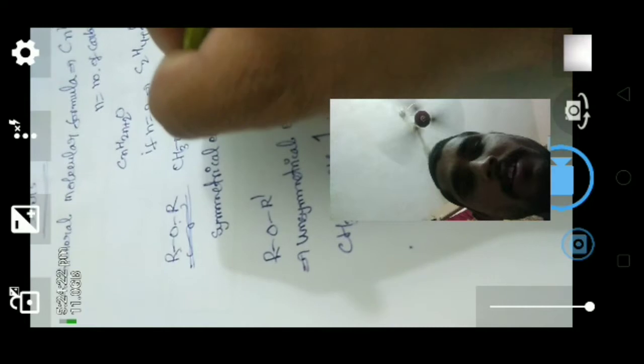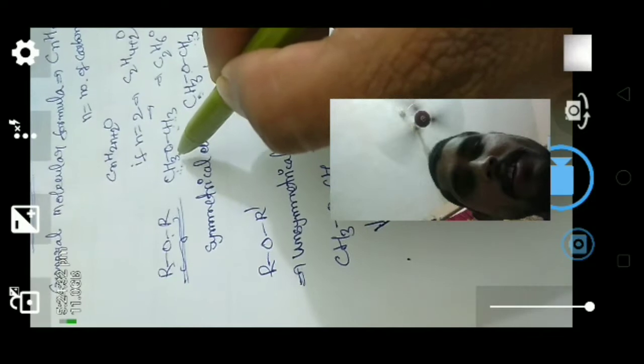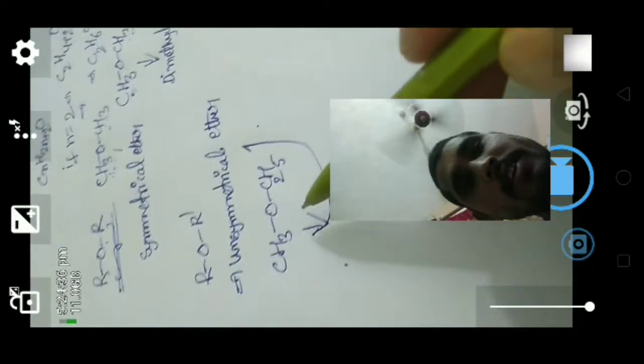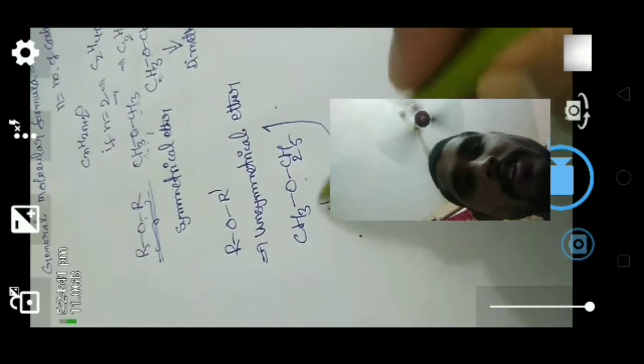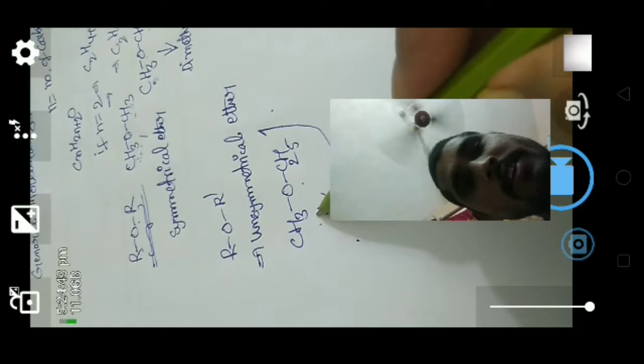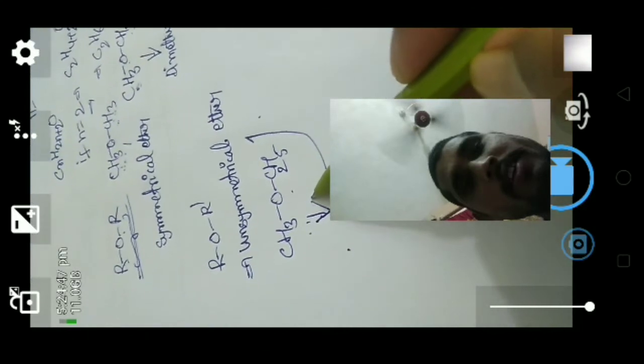Here in CH3OCH3, the same methyl group is there. Besides the oxygen atom, both groups are the same. That is why this ether is called a symmetric ether. In the other one, besides the oxygen, two different groups are there. That is why we say this is an unsymmetric ether.